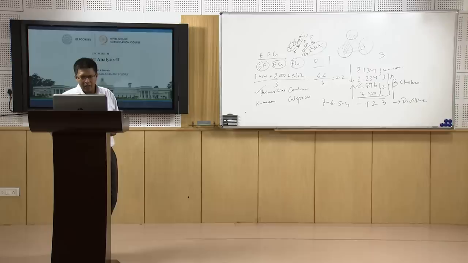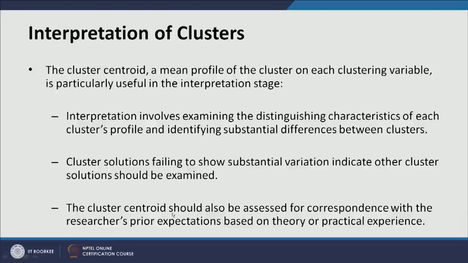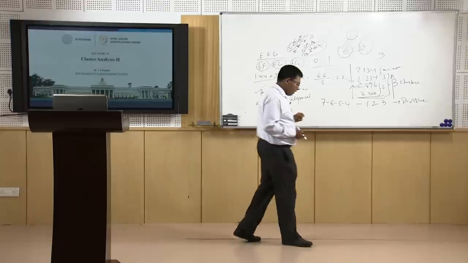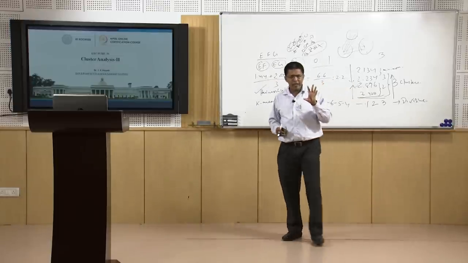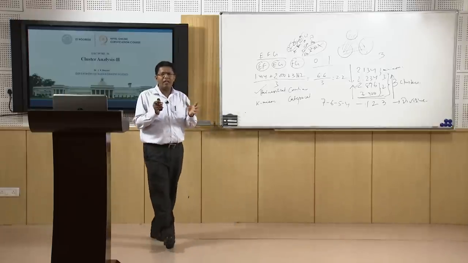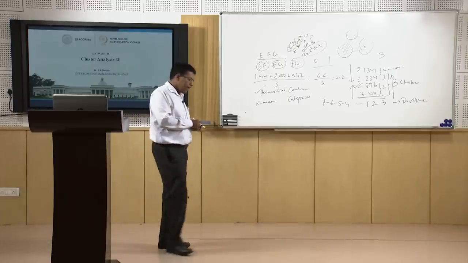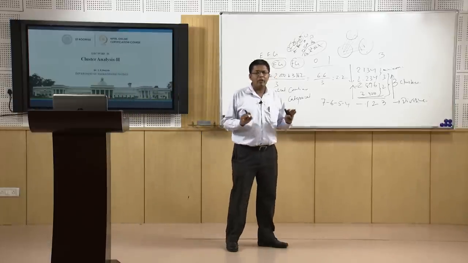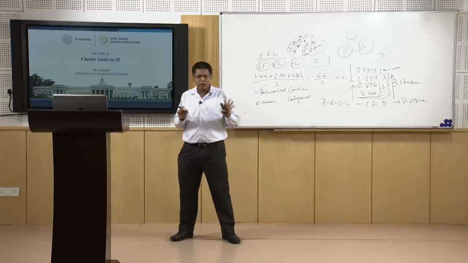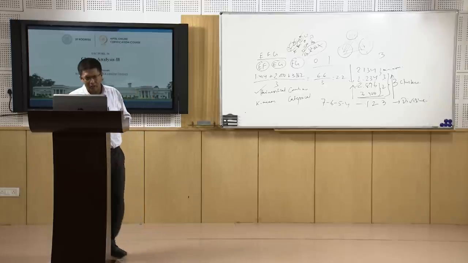One more thing is cluster centroid: the mean value should be assessed for correspondence with the researcher's prior expectations. That means the clusters you are getting should be consistent with your earlier experience or practical knowledge. Suppose you are getting a cluster with a very strange result, then there is something seriously wrong and you need to think about it. There has to be some kind of logical conclusion that can be derived.